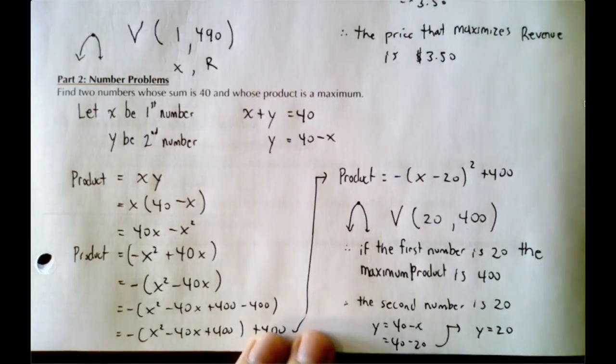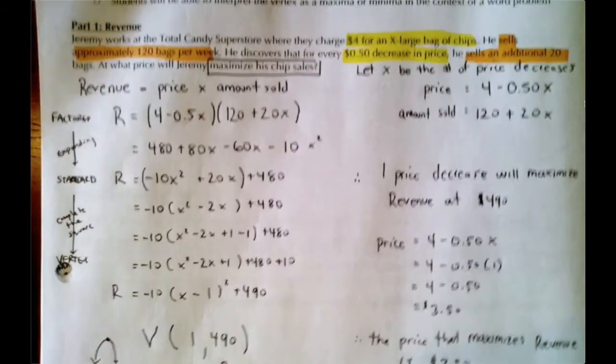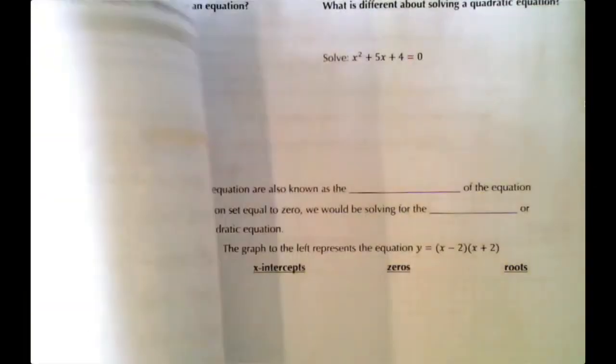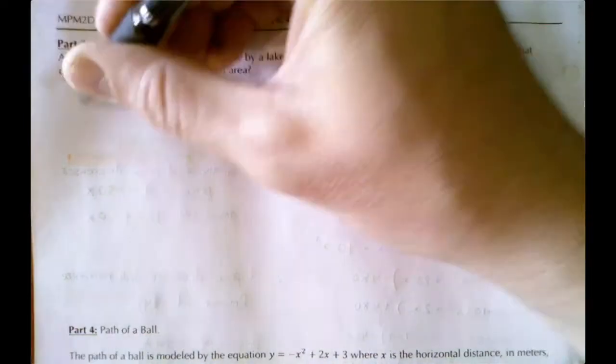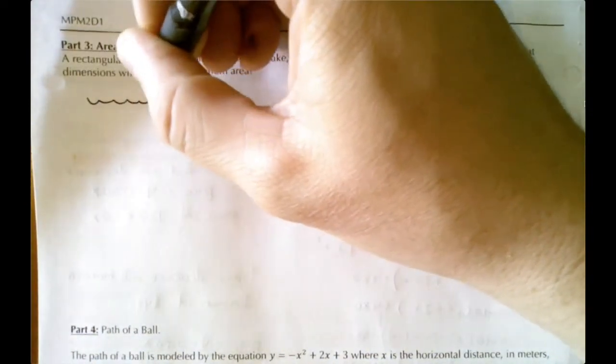Let's try an area question. A rectangular field bounded on one side by a lake is to be fenced in on 3 sides by 80 meters of fencing. What dimensions will produce a maximum area? All right, so let's draw this. We got a length, and we've got a field.